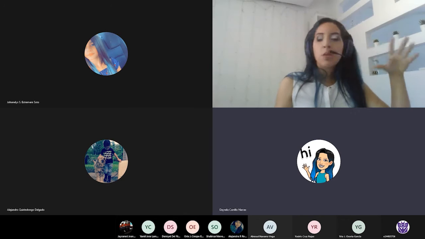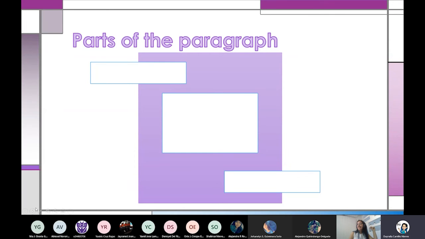A paragraph has three parts, and this is just like the essay. Remember, a paragraph is also made of the parts of an essay, and they are essentially the same in the way they are constructed. So, we usually compare a paragraph to a hamburger. You will see in the last slide how that can be done.